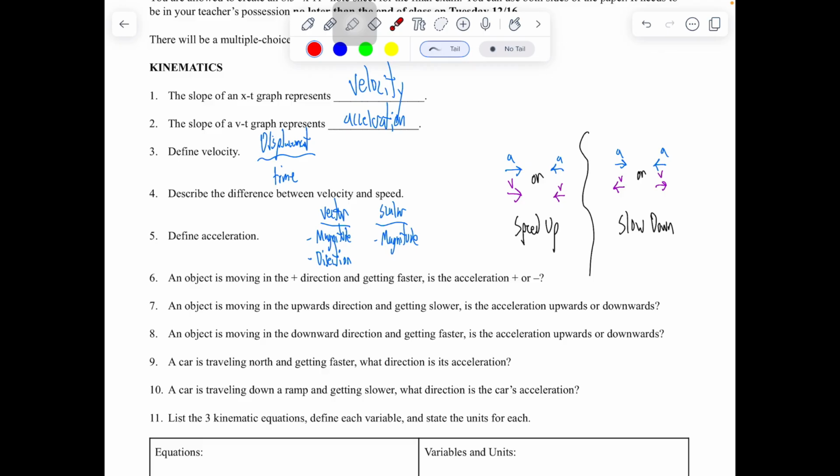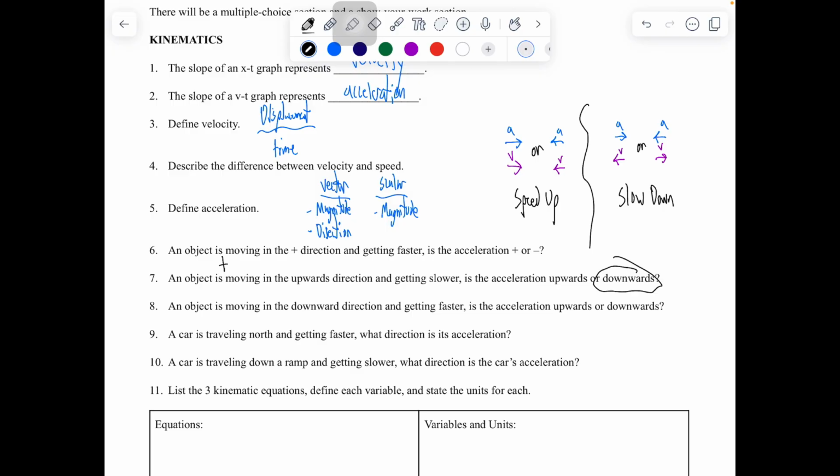Number 6, an object is moving in the positive direction, getting faster. Okay, they're speeding up. The velocity is positive. That means, well, they're speeding up. Acceleration and velocity point in the same direction, so the acceleration would be positive. 7, an object is moving upwards and getting slower. Okay, slower means they're going to point opposite directions. If the object is moving upwards, they have a velocity upwards, that means the acceleration is going to be downwards. I'll just go ahead and circle that.